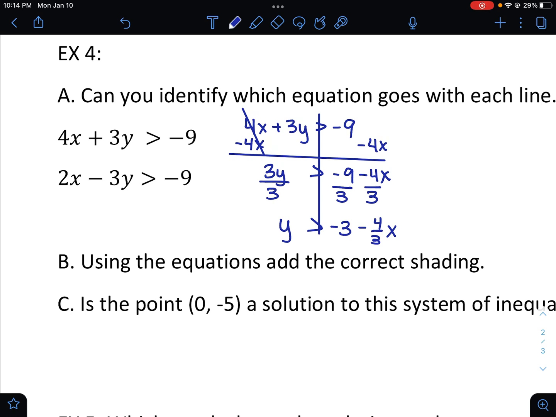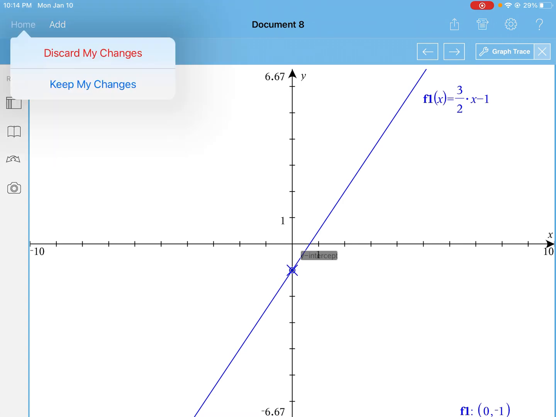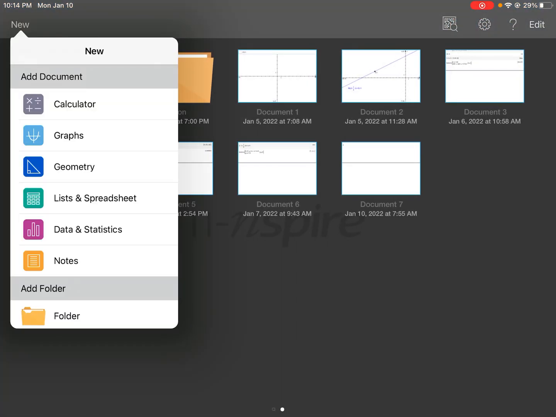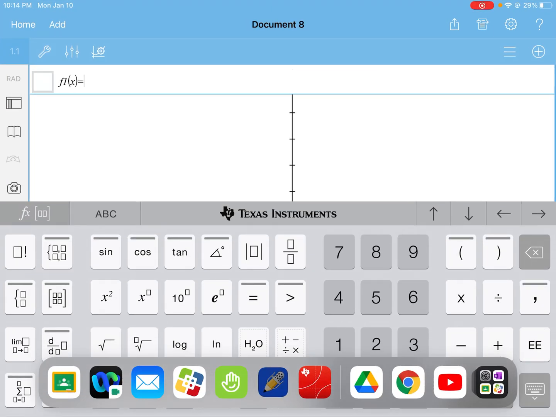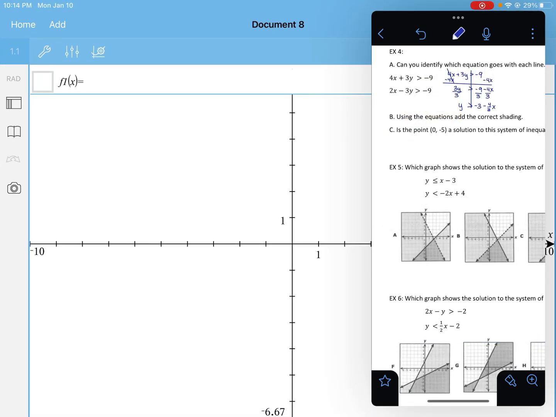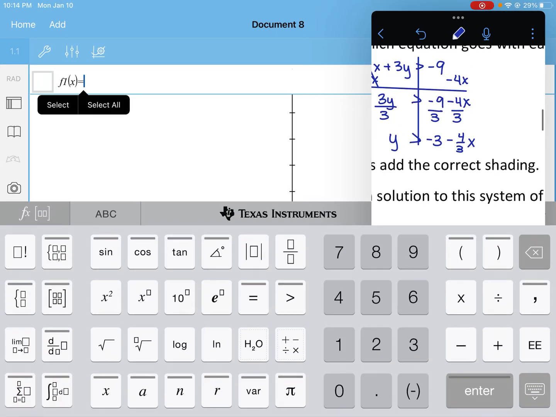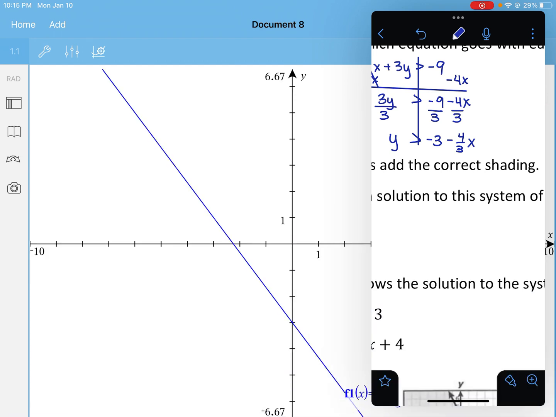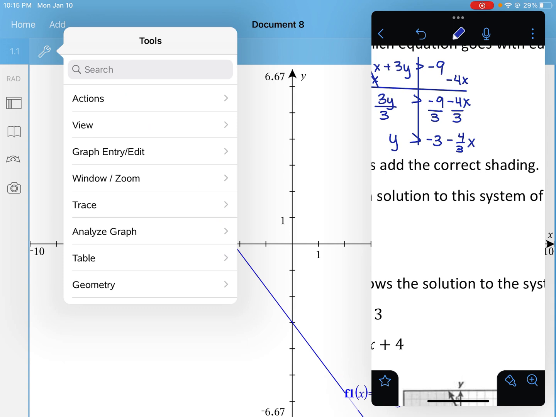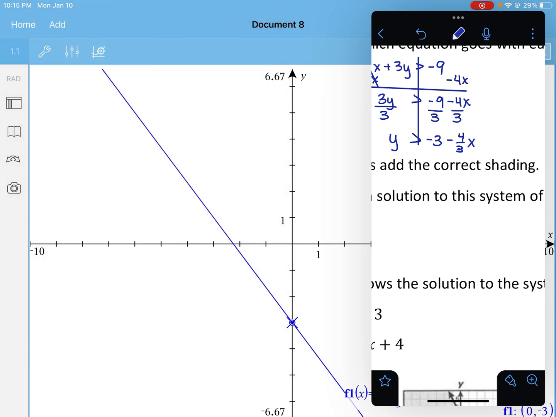Okay, so we can use that and graph it so we can identify. So I'm going to start with a new graph. So I'm going to discard my changes, get a new graph. Go ahead and put my notes page on top because I have a bad memory. So we have negative 3 minus 4/3 x. I graph it. I see that it's going through negative 3. If you're not sure, you can always go menu 5-1. You see right there, it is at negative 3.